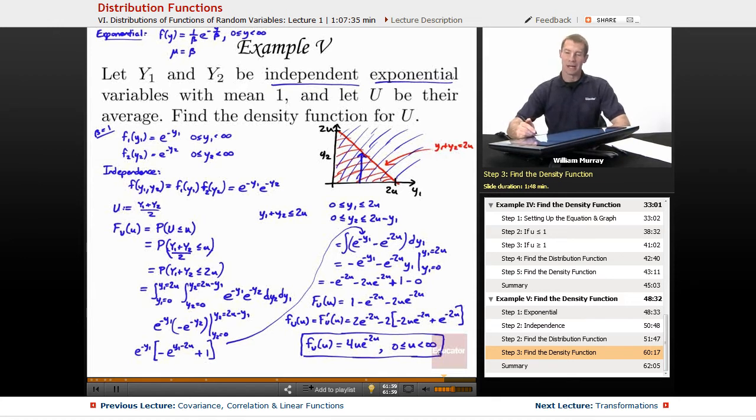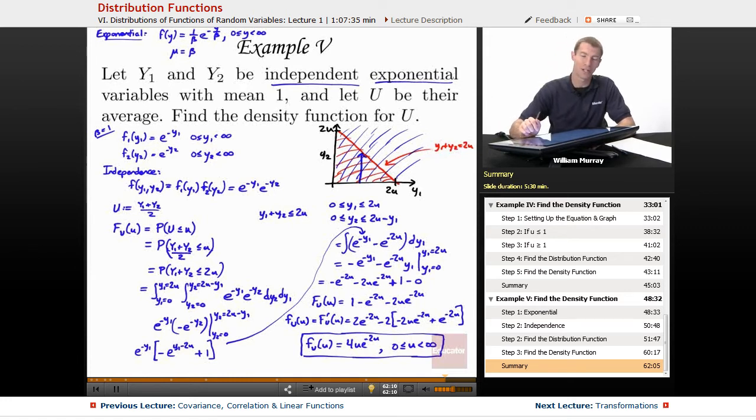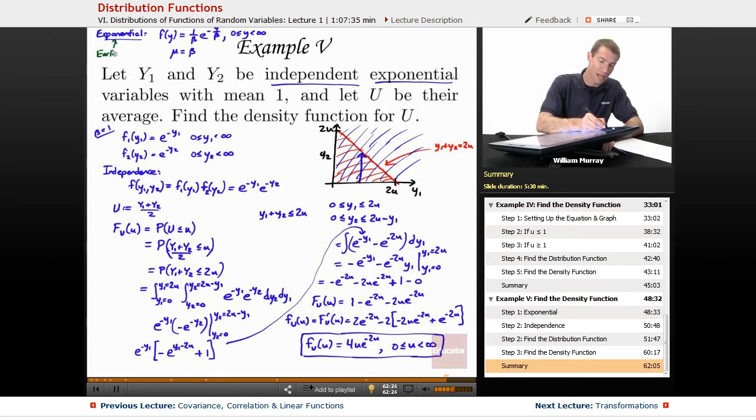All right. Let me go back and go over the steps there, because there are lots and lots of steps in this problem. So we started out with independent exponential variables. What's an exponential variable? Well, fortunately, there's a whole lecture on exponential variables earlier on in this series here on the probability lectures on Educator.com. Go back and check it out, the earlier lecture on exponential variables, and you'll see the definition of the density function was f of y is 1 over beta e to the negative y over beta, and the mean there is beta. So in this case we have mean 1.